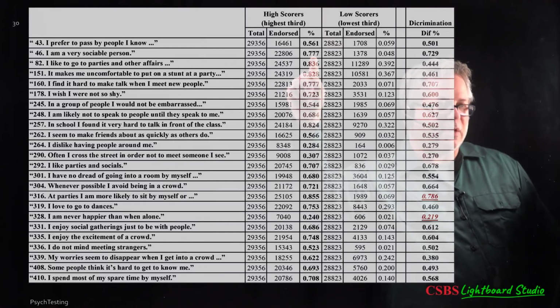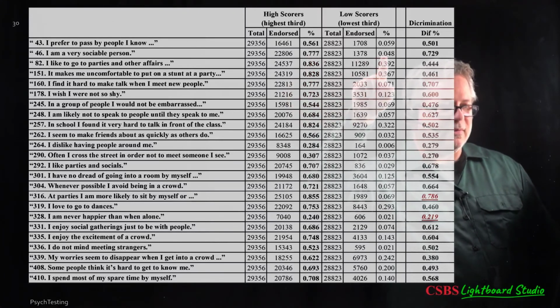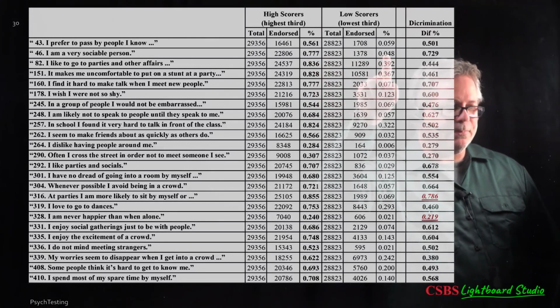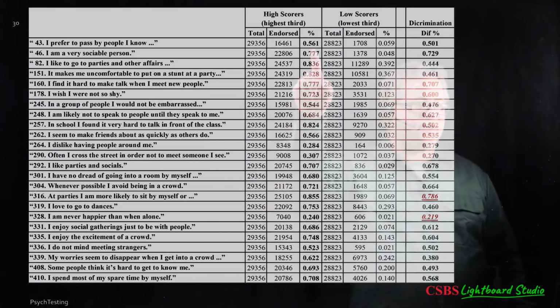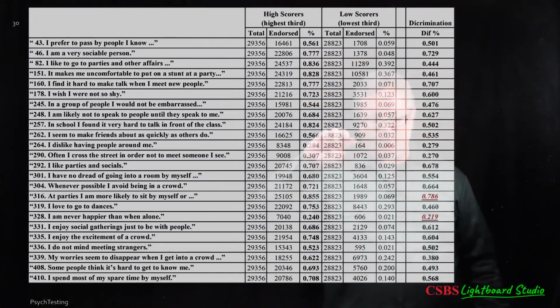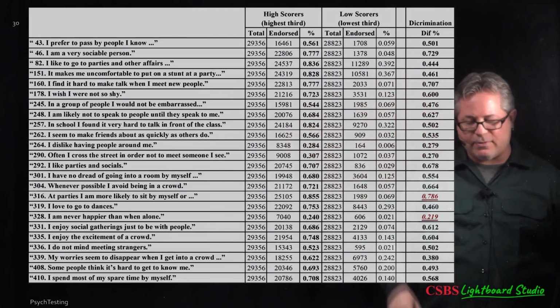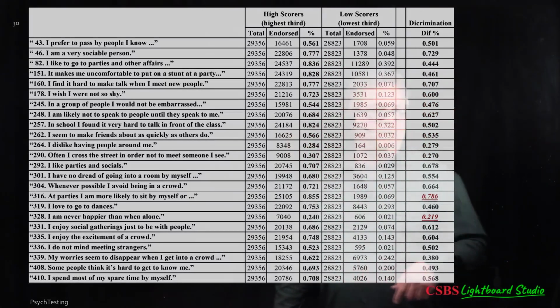So these are people who said no to this. These are the people that said yes to this. So it's flipped. Okay. Or sorry, these are people that said no to this. These are people that said no to this in the two groups. So the endorsement of the item is sort of getting flipped in the direction of social anxiety. So that actually makes sense.